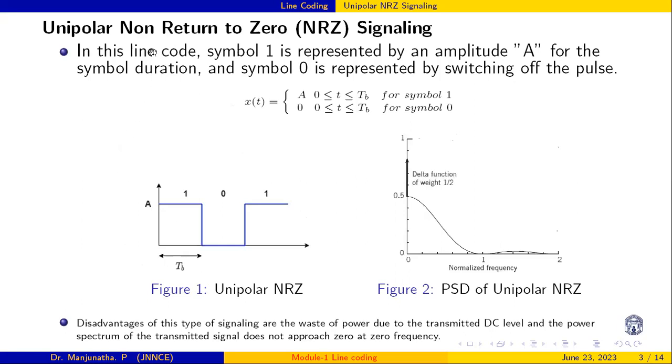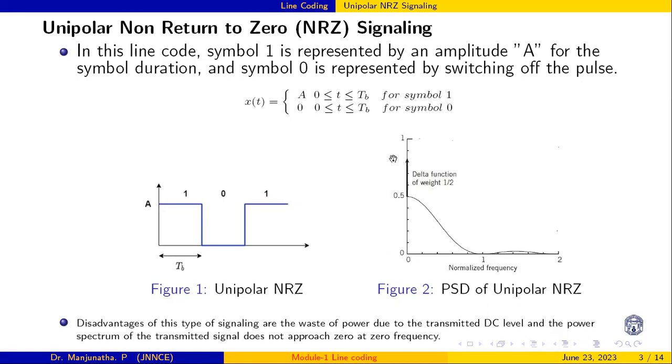First, we will take the unipolar non-return to zero signaling. In this line code, symbol 1 is represented by an amplitude plus A for the symbol duration, and symbol 0 is represented by switching off the pulse, or 0 volts. For example, if the binary data is 1, 0, 1: 1 is plus A, 0 is 0 amplitude, or simply switched off, and again 1 is plus A. In mathematical form, x of t is equal to plus A for a duration of 0 to TB for symbol 1, and 0 for symbol 0.